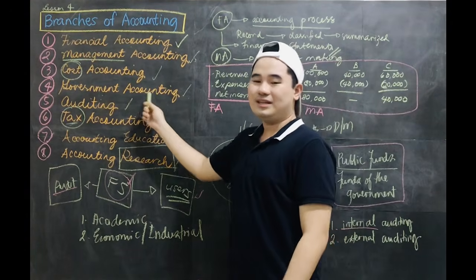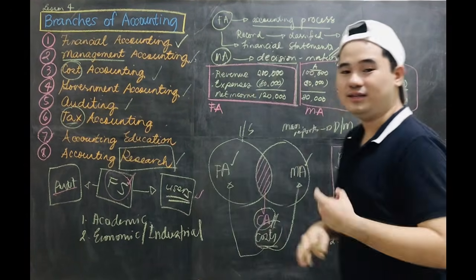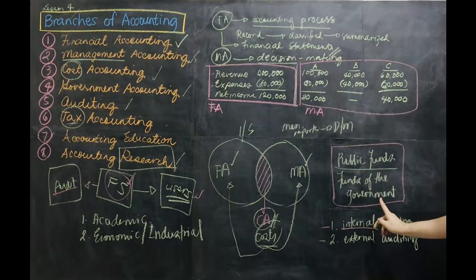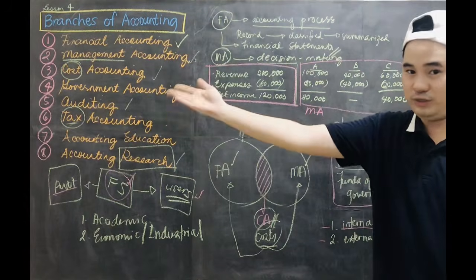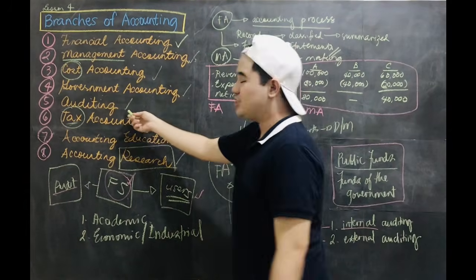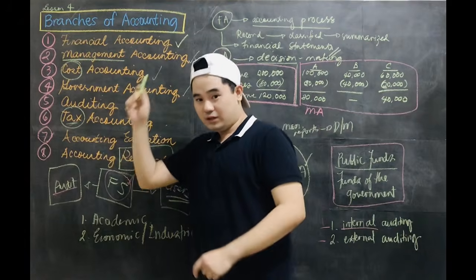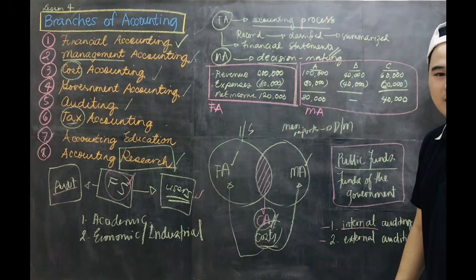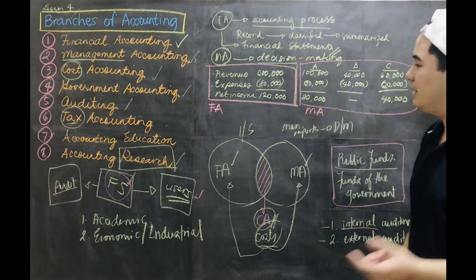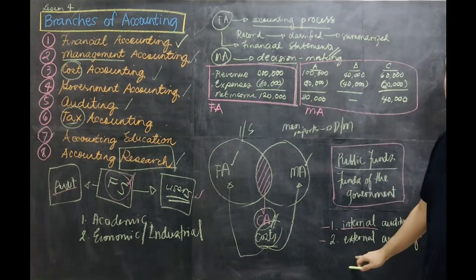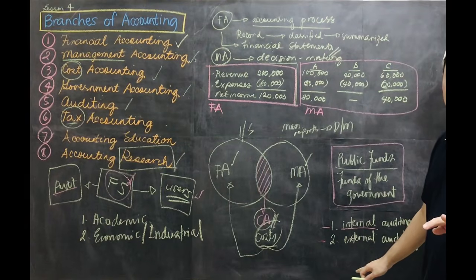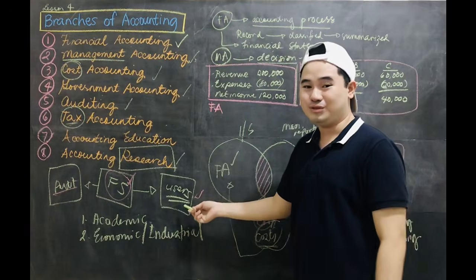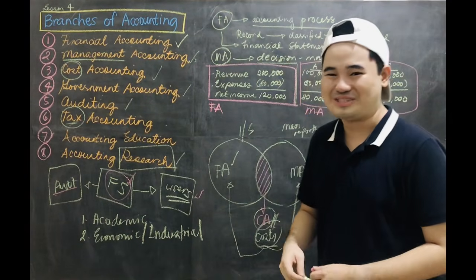And then government accounting is a branch of accounting that deals with the information about public funds or funds of the government that is being used for the public. Auditing is checking and verification of either, kapag po internal auditing, the operations of the company if it is in line with the company policies. And then external auditing is checking and verification of financial statements so that the users of the financial statements are confident in reading the financial statements.